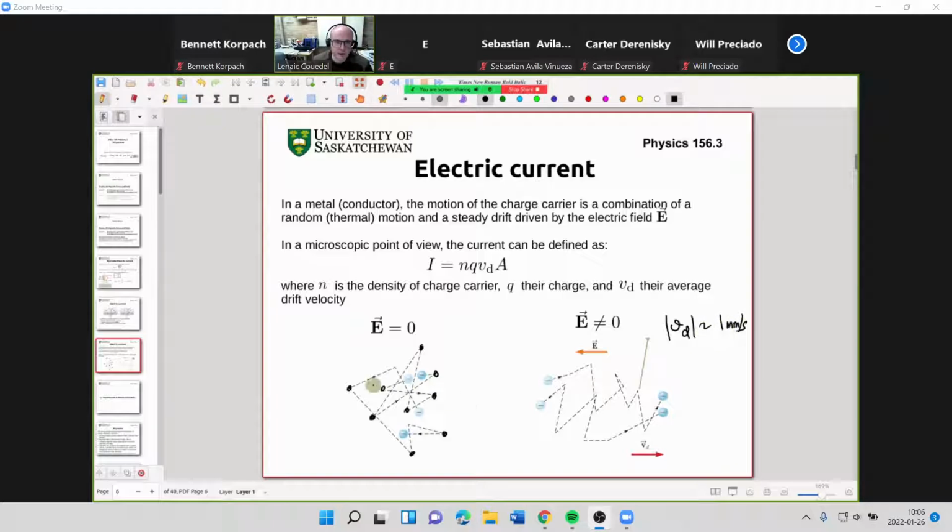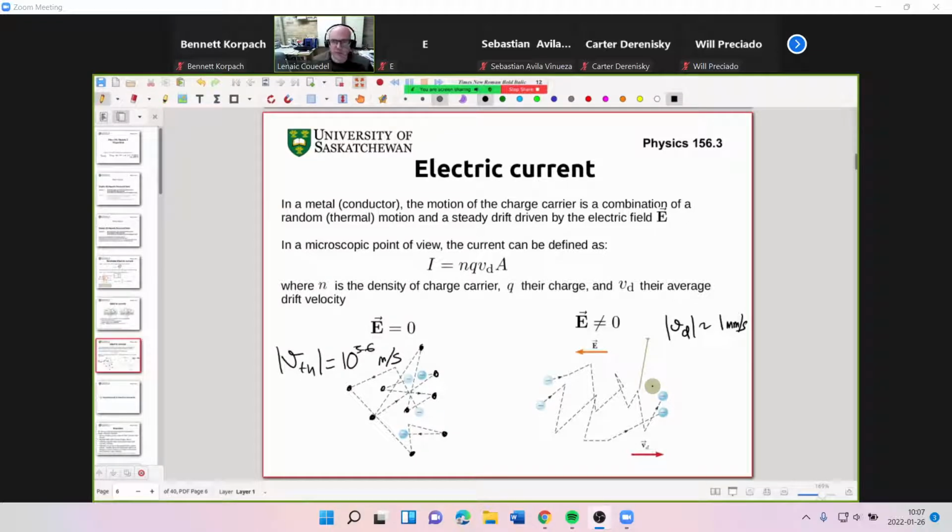While the random motion here, which I will call V thermal, will be of the order of 10 to the 5, 10 to the 6 meters per second. So the thermal motion is much, much higher than the drift motion induced by the electric field, but it is still enough to power apparatus and so on, because you just need a small drift to actually have a current.